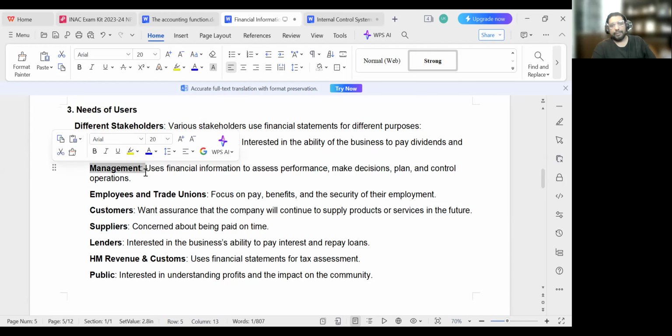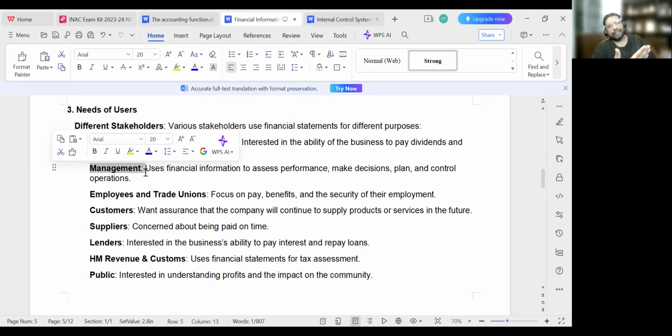Management. Management uses the financial information to assess the performance of the company, how the company is going so far, and they also use that information to make decisions, right? Let's say management is considering investing in a new venture, so they would definitely have a look at the balance sheet and see how much cash they have. They will look at the cash flows and see how much cash is coming from operations. So what is the sustained cash flow of the company?